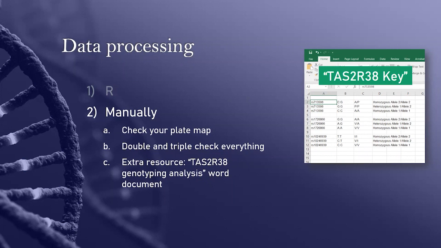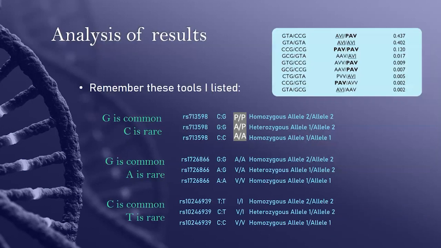I'm going to insert resources in this PowerPoint, but you are just going to follow the TAS2R38 genotyping analysis Word document, which is a written manual for doing this analysis by hand in Excel. You may also use the TAS2R38 key spreadsheet for making sure you have the right calls for alleles and amino acids. Again, you should reference these tools. The common versus rare sheet will help you when doing Hardy-Weinberg equilibrium, and the diplotype table at the top will help you see if any of your rare diplotypes seem to be overly represented in your cohort.